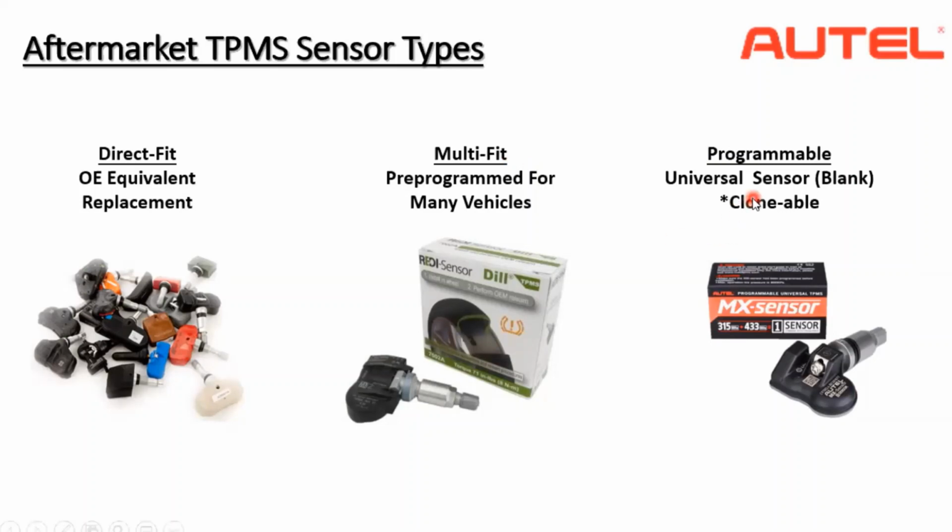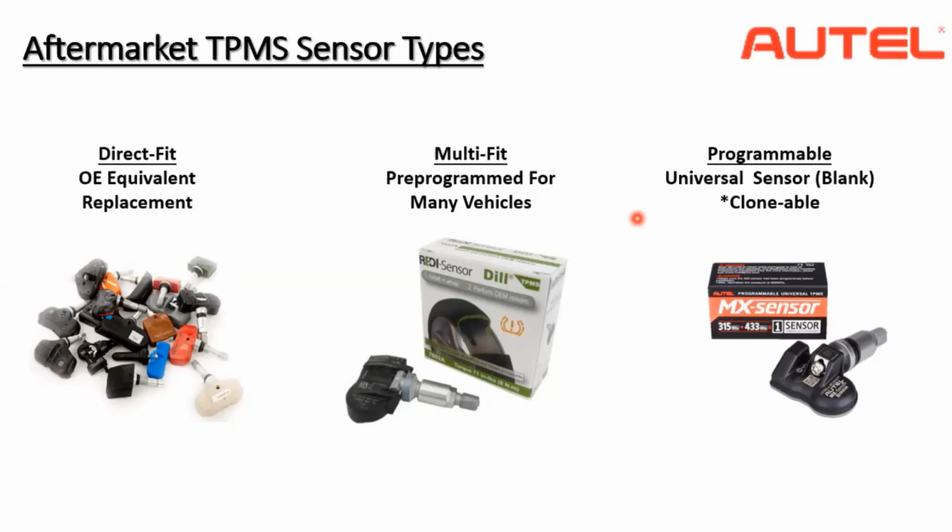And the other one is programmable universal blank sensors. This is something like Autel MX sensors. Whenever you get a car, these are blank sensors. You can use an Autel TPMS tool, or if you're using a different brand of sensors, you can use its designated TPMS tool, to program any sort of sensors for any car at any time. So it's the most convenient form of technology that is available in the market as of now.